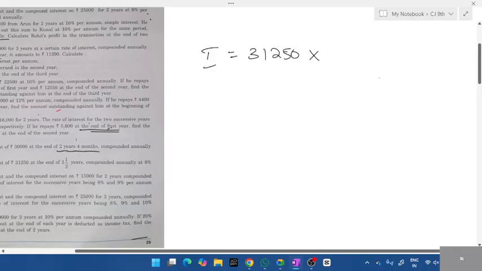How will you write 2 1 by 2, students? How will you convert this? How to convert 2 1 by 2? What do you get after conversion? 5 by 2, right? You get 5 by 2.